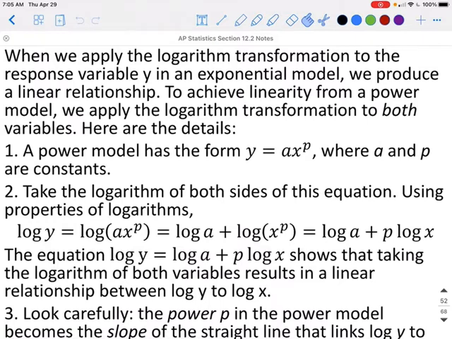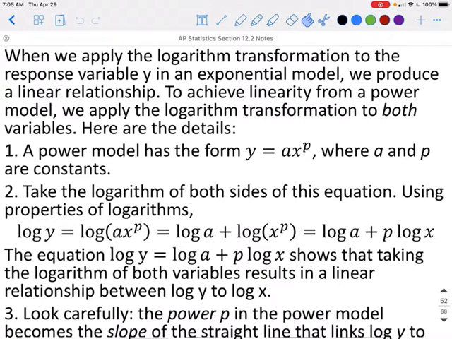Here are the details. A power model has the form y is equal to a times x raised to the p power, where a and p are constants. Take the logarithm of both sides of the equation using the properties of logarithms. So we'll take the log of the left, so we'll have log of y equals the log of a times x raised to the p power.